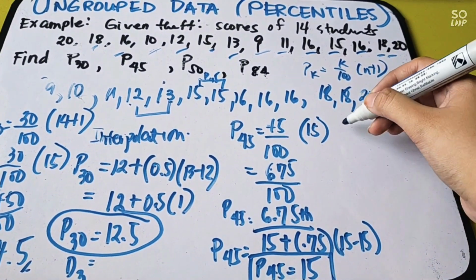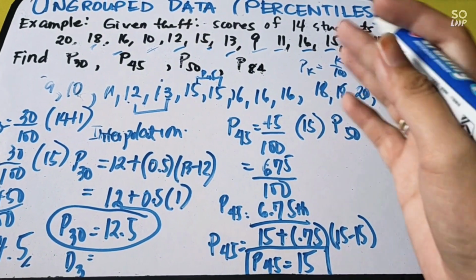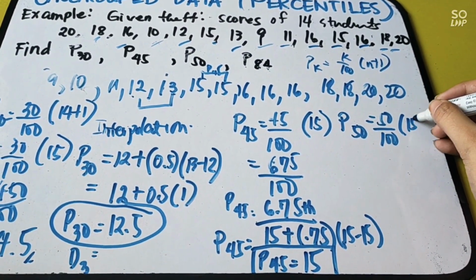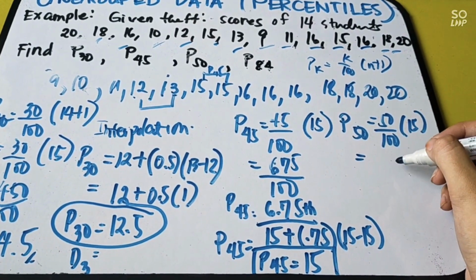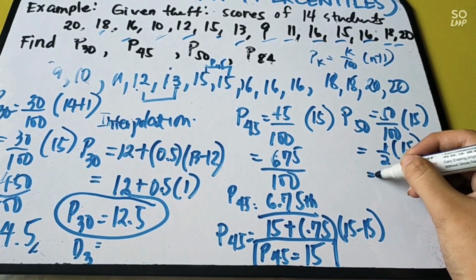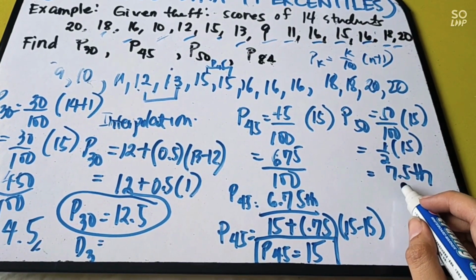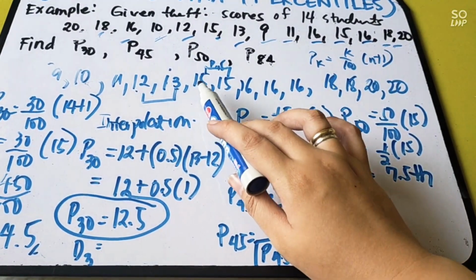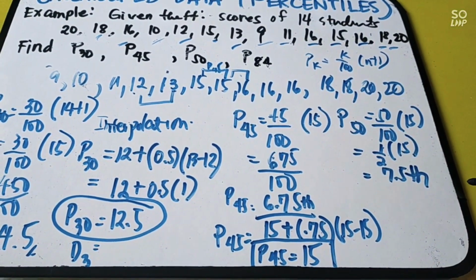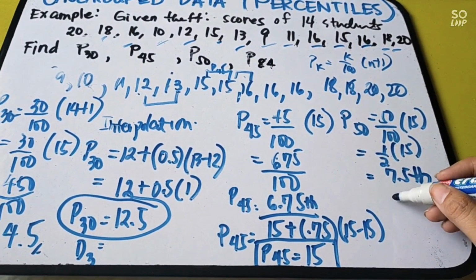Next tayo, let us have P sub 50. Yan. P sub 50 naman, so pinakagitna naman siya. P sub 50, that is 50 over 100 times 15. Diba? So, 50 over 100, ito ay 1/2 times 15. 15 divided by 2, that is 7.5. Ayan. Ang 7.5, gitna siya ni 7 at 8. So, 6, 7. So, 7 and 8. Dito naman si 50th percentile. Afterwards, let us have interpolation.